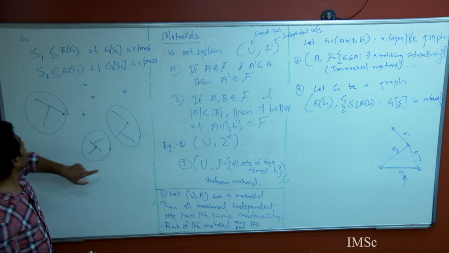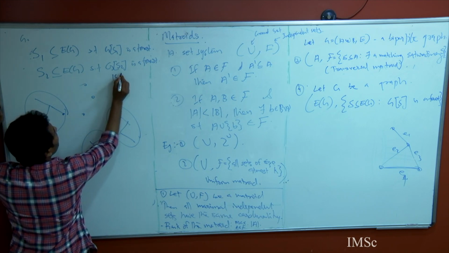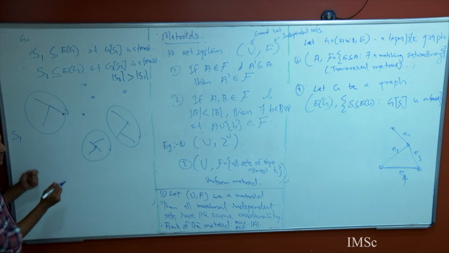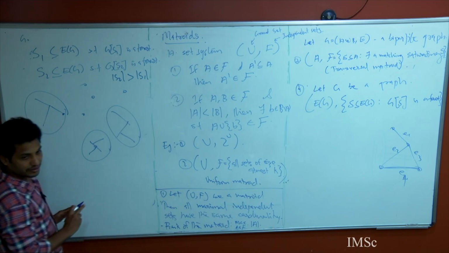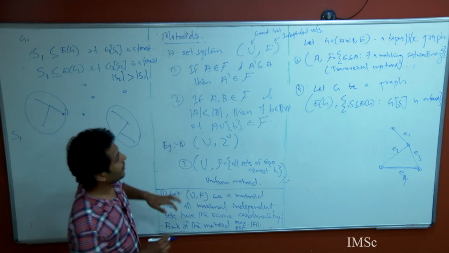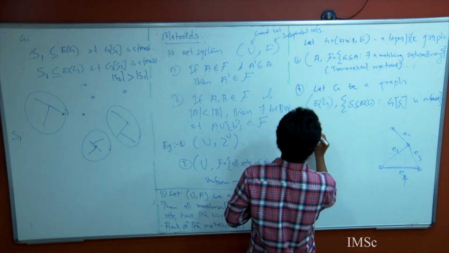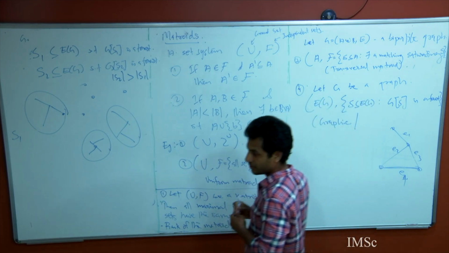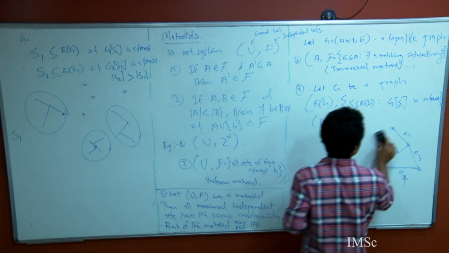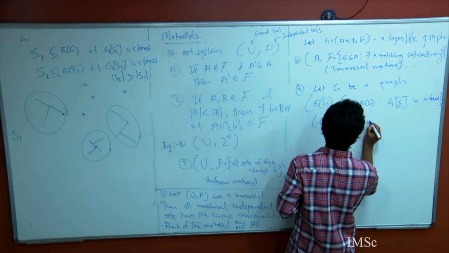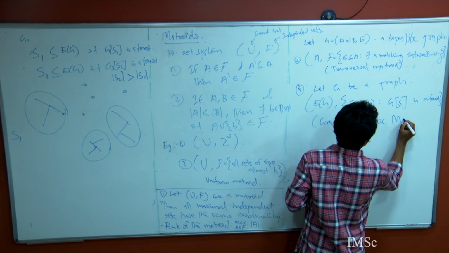Similarly here. But S2 is strictly larger than S1, so at least one of the edges is between two connected components. Okay? So we proved this. And this is called graphic or cyclic matroid.